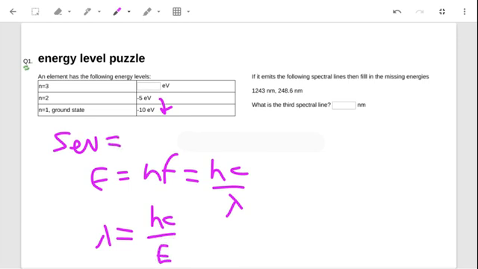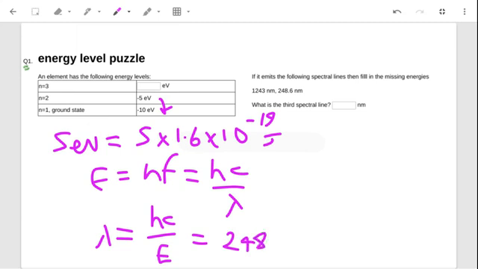And we can convert the 5 electron volts into joules because the energy needs to be in joules. So 5 electron volts is 5 times 1.6 times 10 to the minus 19 joules. So from that equation, if I shove that information in, I get 2.48 times 10 to the minus 7 meters, which is this wavelength. So we've definitely got that first wavelength accounted for.